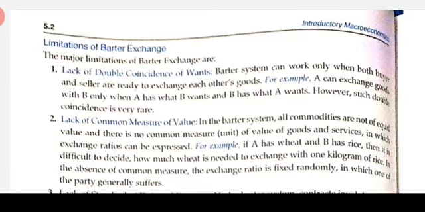So the first limitation is lack of double coincidence of want. The main element in this system was the double coincidence of want, but that was lacking. Why was it lacking? Because the barter system can only work when both the buyer and seller are ready to exchange with each other, isn't it, children? But that was not there, so it was very rare. So that was lacking.